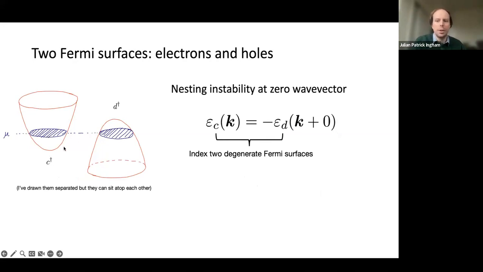The momentum derivative of the dispersion has opposite signs on each Fermi surface, so the system is unstable to the formation of a condensed state of electron-hole pairs, known as an excitonic instability. We can think of this as a nesting at zero wave vector. I've drawn these two Fermi surfaces here separated, but I can make them sit on top of each other so that they live at the same point in momentum space.